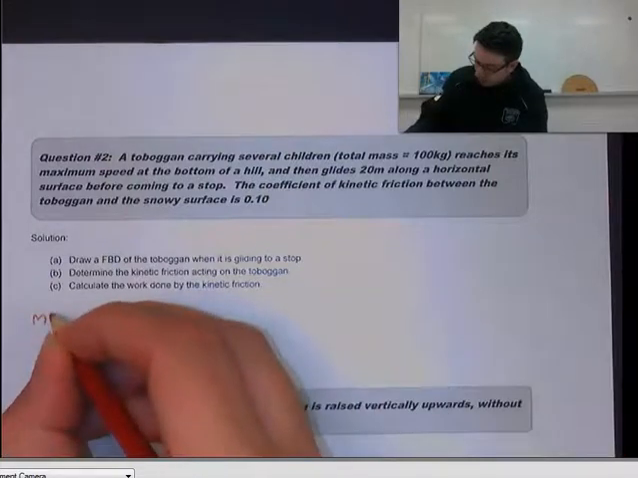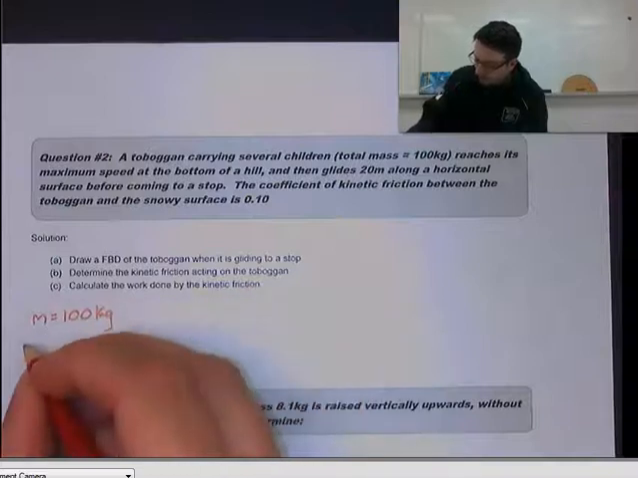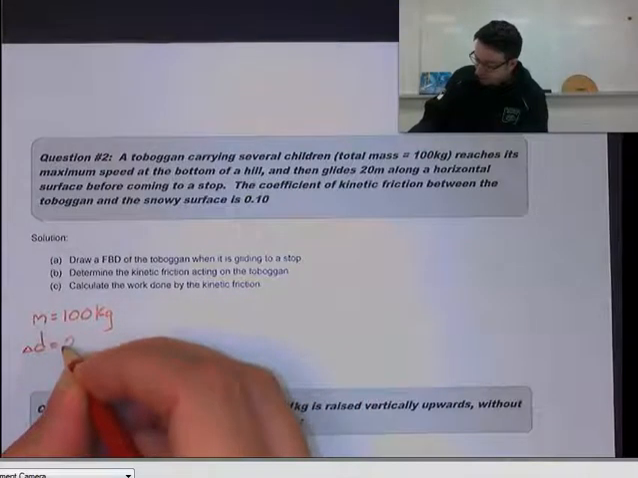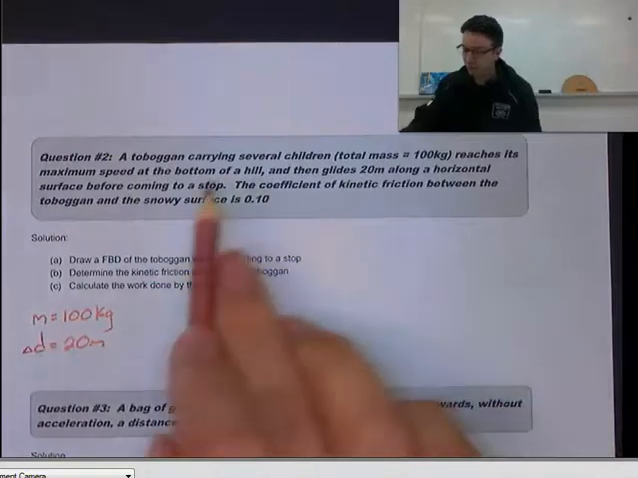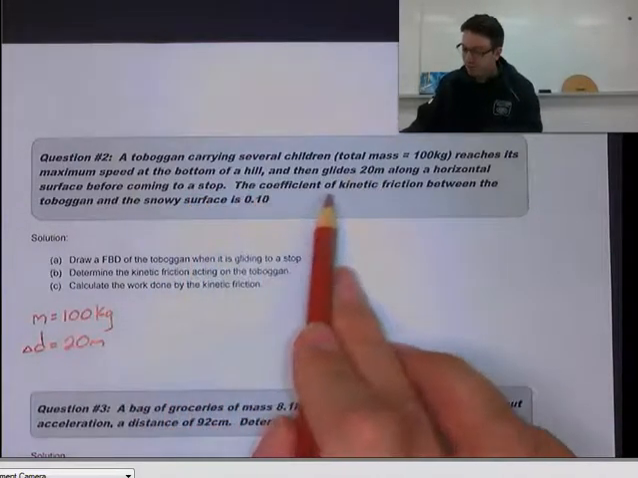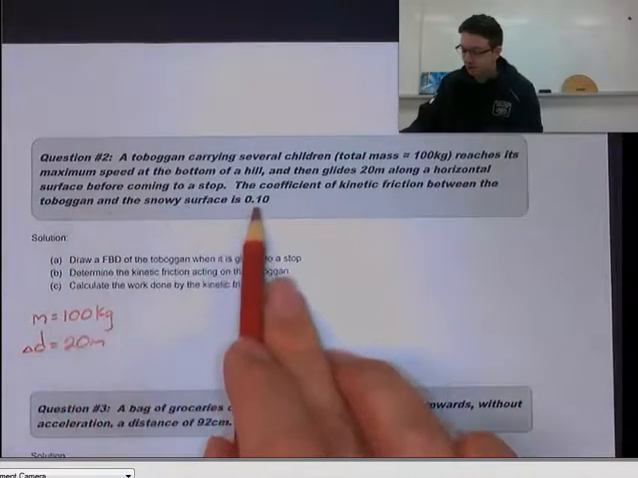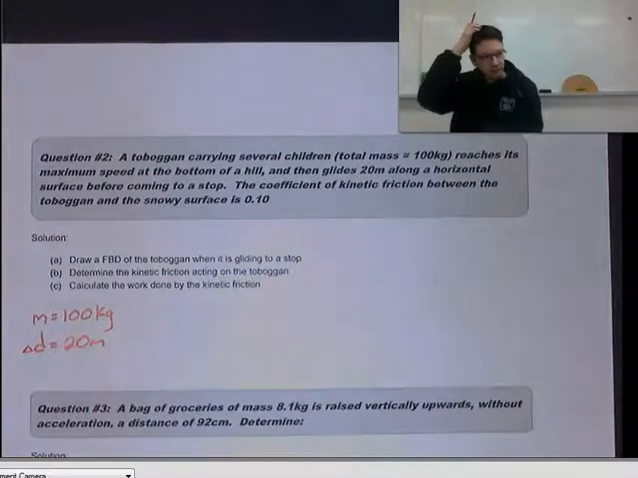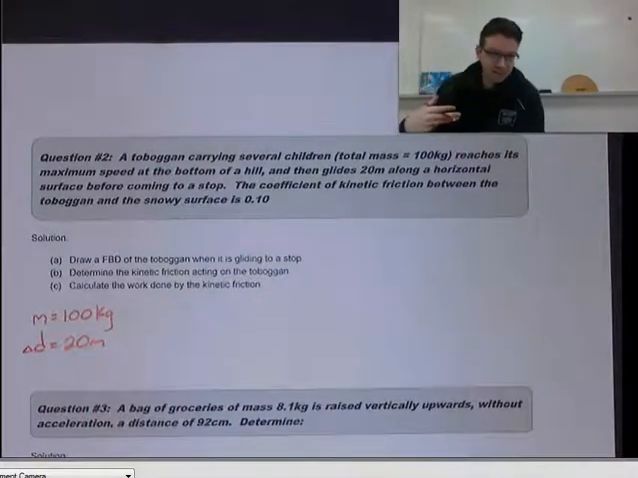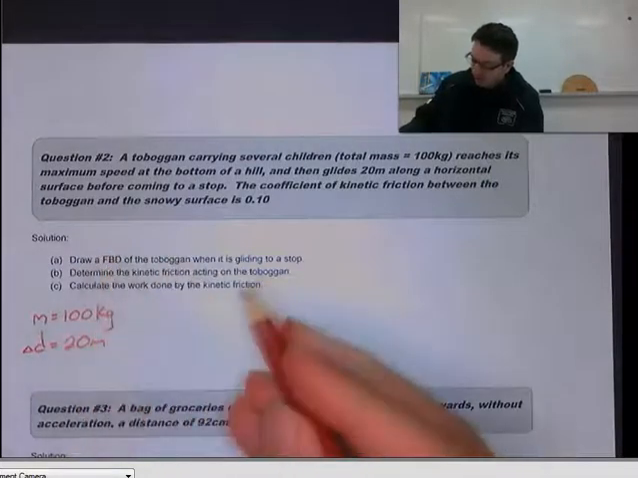Mass is 100 kilograms, and we move a displacement of 20 meters before coming to a stop, meaning our final velocity would be 0. Coefficient of kinetic friction between the toboggan and the snow is 0.1. Okay, so this is having us recall what we did in our forces unit. So let's start with a free body diagram.